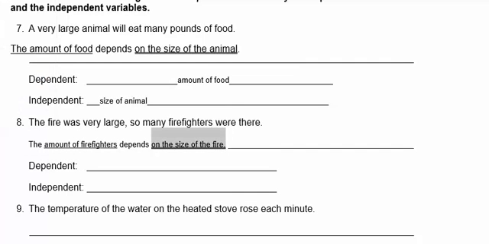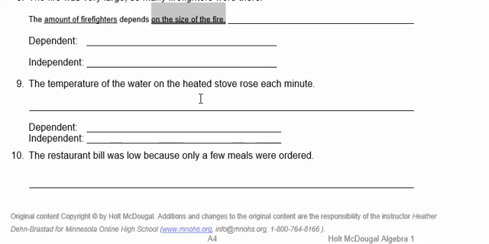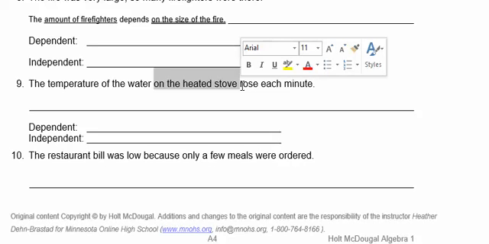Independent. The temperature of the water on the heated stove rose each minute. So the temperature of the water depends on the time that it's cooking. Time is almost always independent, so that's going to be after the word depends. So the temp of the water depends on the amount of time.